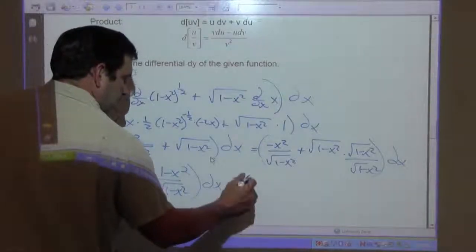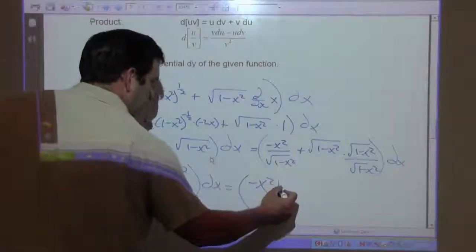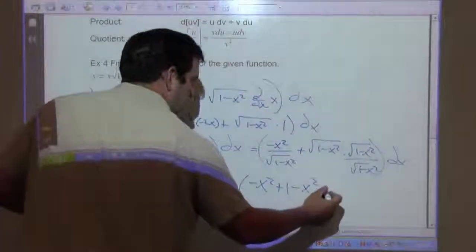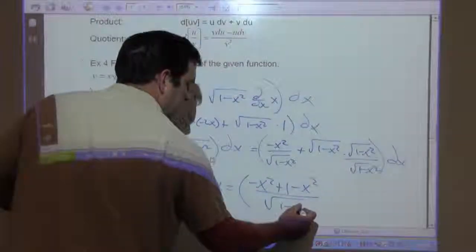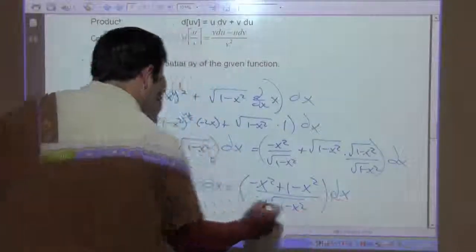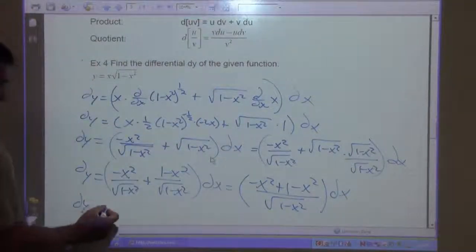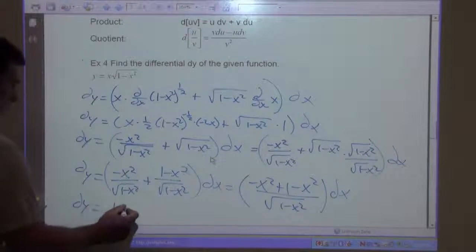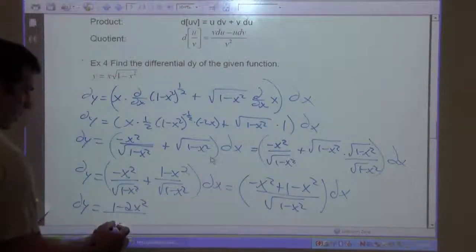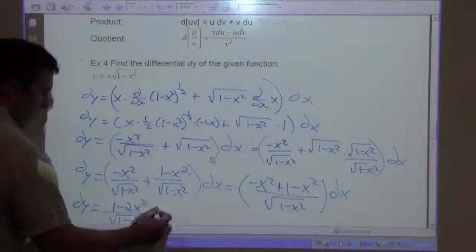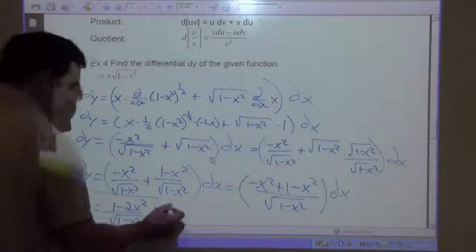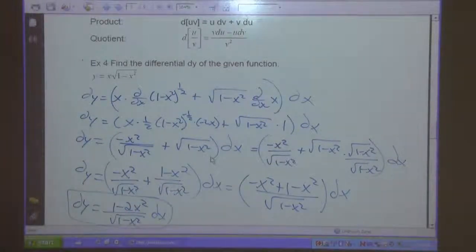So we're looking at negative x squared plus (1 minus x squared) over the square root of 1 minus x squared. So dy equals (1 minus 2x squared) over the square root of 1 minus x squared dx. I'm going to go on to the next page, so feel free to pause if you need to.